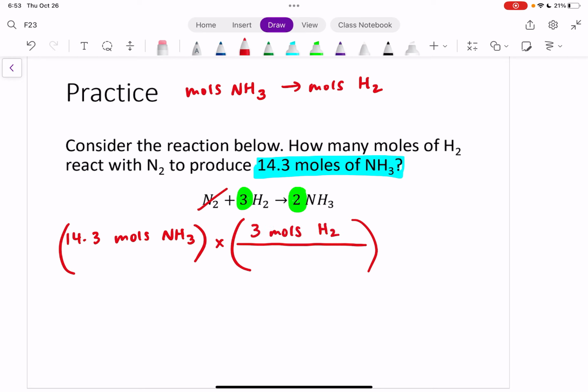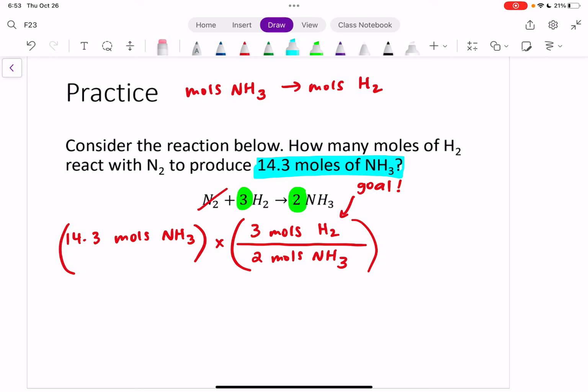Why? Yeah, we want to get to moles of H2. That's our goal, right? So it needs to be on the top right of our conversion problem. Okay, so on the bottom, what goes on the bottom? Yeah, 2 moles of NH3. Why 2 moles? Yeah, from our balanced chemical equation. That's the ratio these two things react in.